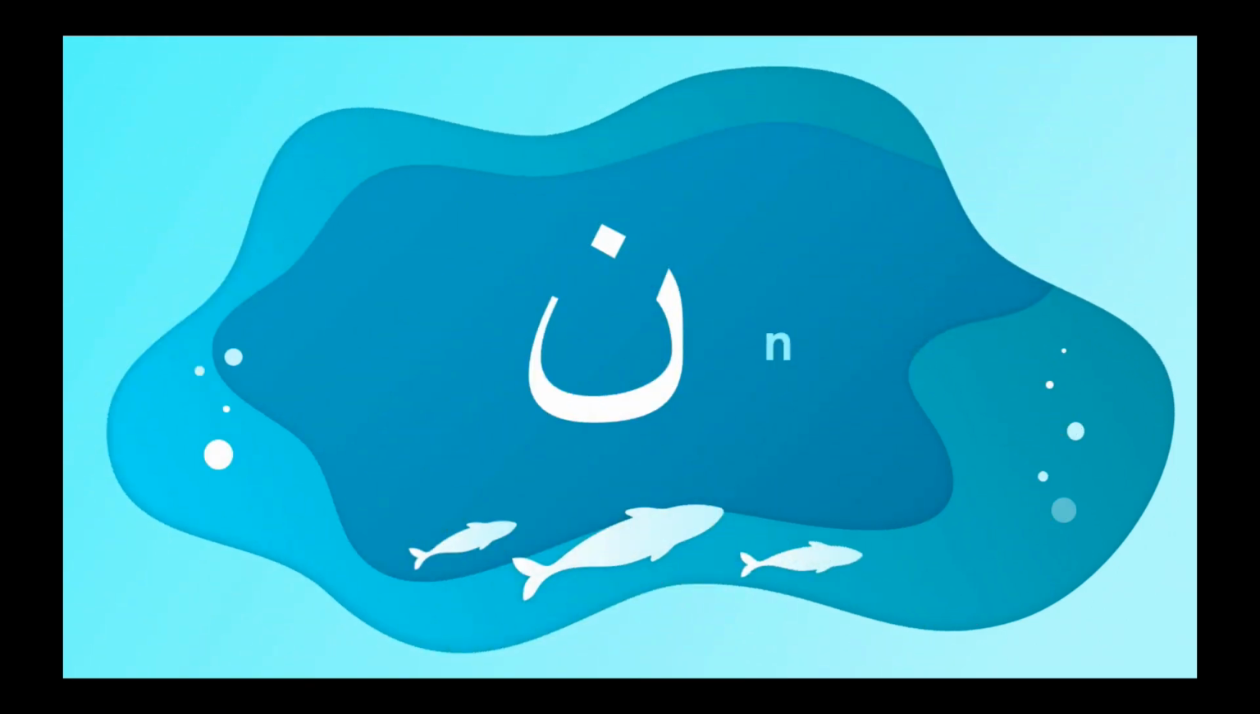Our first wave letter is the letter Noon. Noon has one dot on top. The letter Noon makes the N sound.